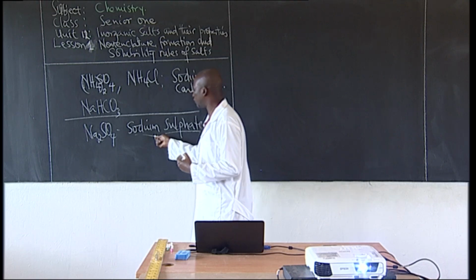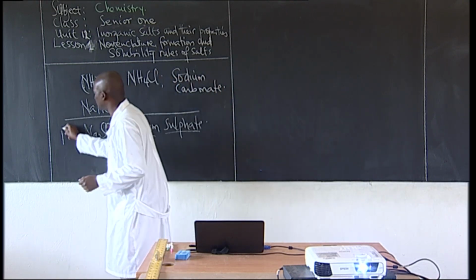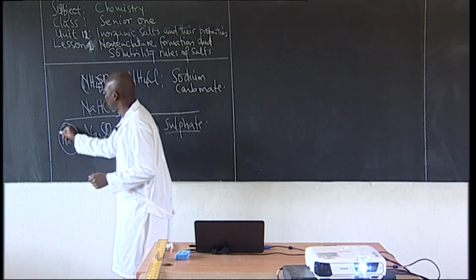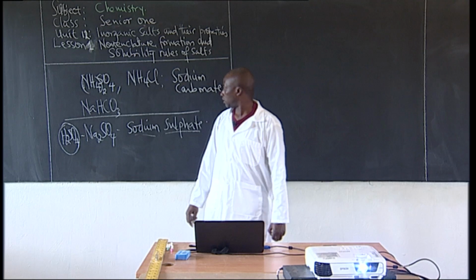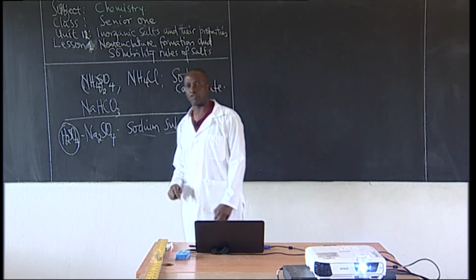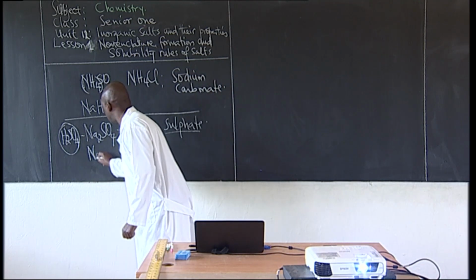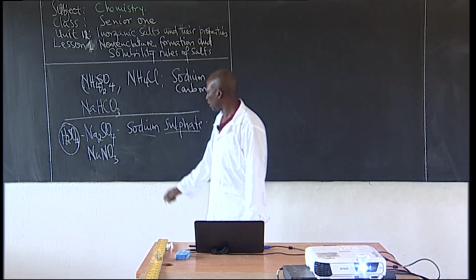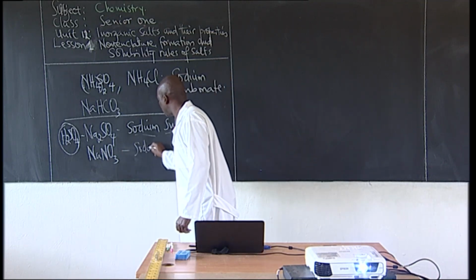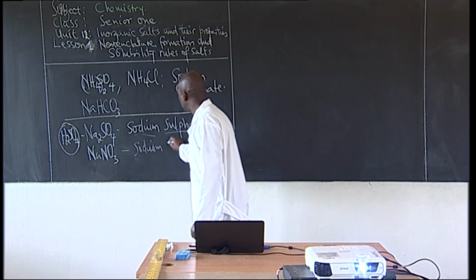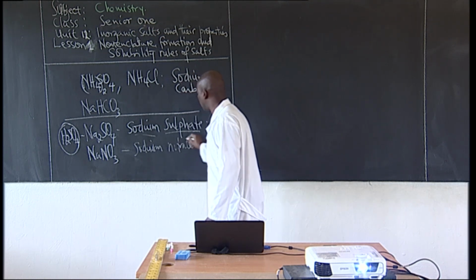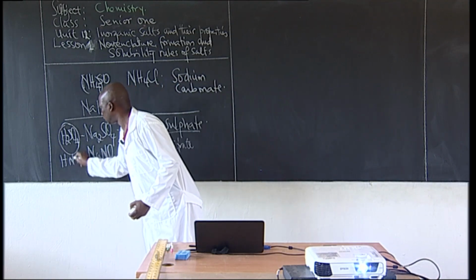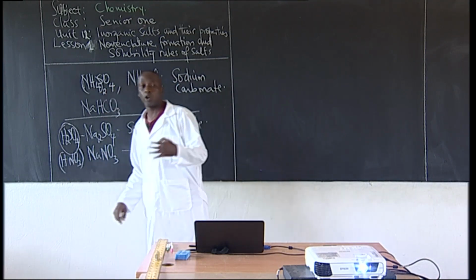So sodium sulfate, that means the acid from which this salt is derived is sulfuric acid. So that is why we have sodium sulfate. But we can also have sodium nitrate. When we say sodium nitrate, this is made up of sodium, metal, and the nitrate. So where is the nitrate coming from? This nitrate is coming from the nitric acid. So you should also note that.